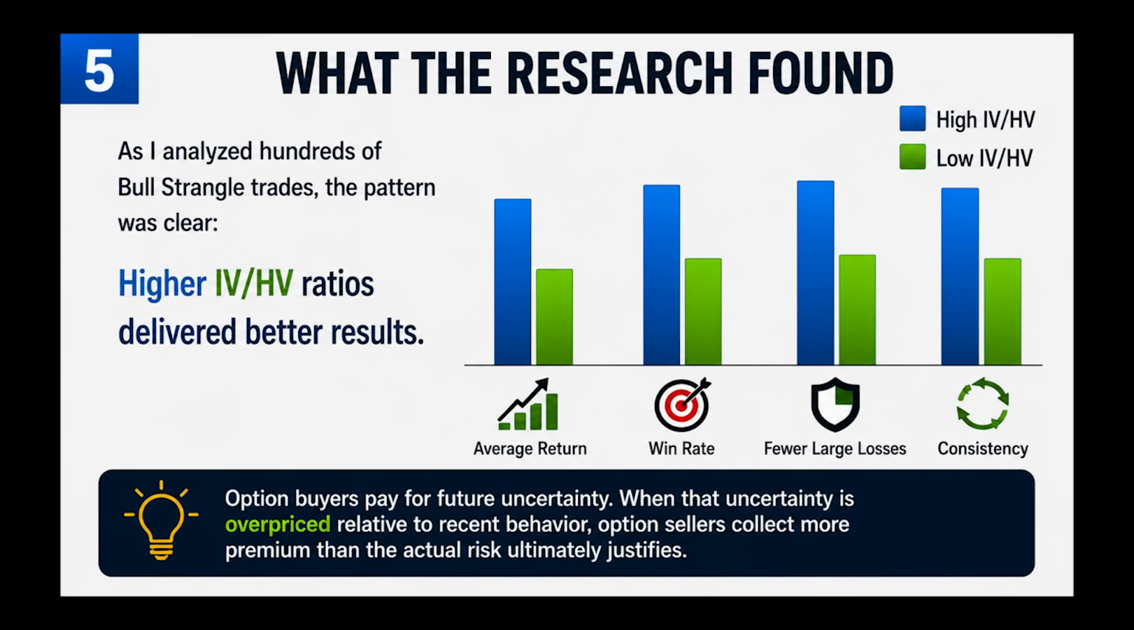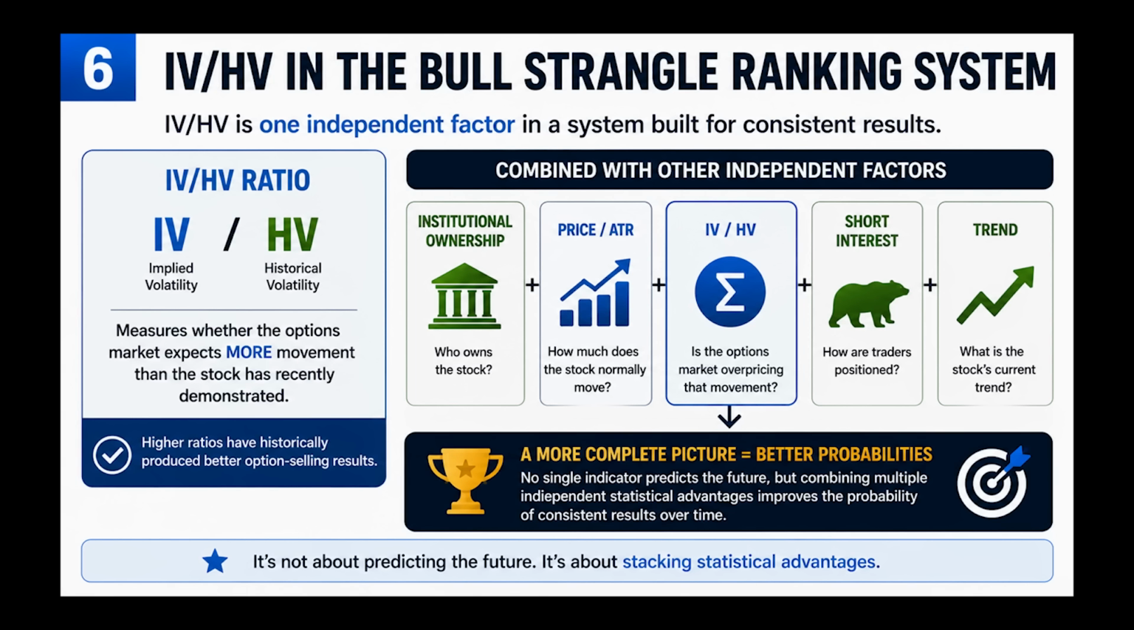So why does this work? The explanation is fairly straightforward. Option buyers pay for uncertainty. When implied volatility rises much faster than the stock's actual volatility, option premiums can become overpriced relative to recent price behavior. That pricing imbalance creates a statistical edge for disciplined option sellers.